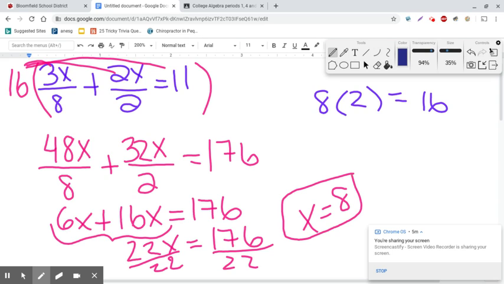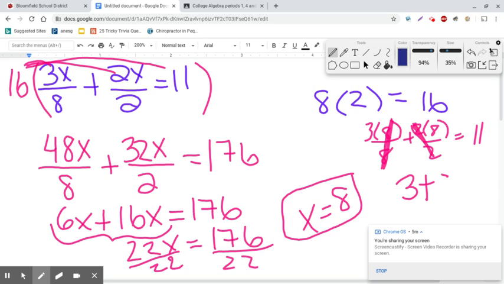8 is our answer. And guys, you really could check this if you wanted to. You would do 3 times 8 over 8 plus 2 times 8 over 2 equals 11. I'm actually just going to cross those 2 8s out, and cross those 2s out. So you end up with 3 plus 8 equals 11.